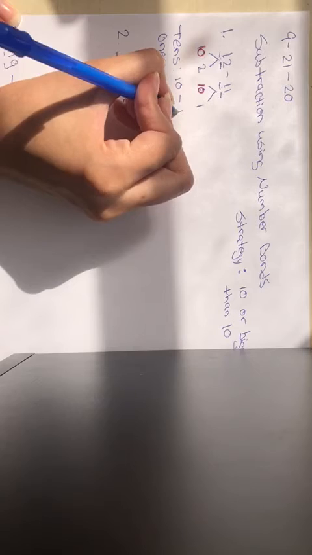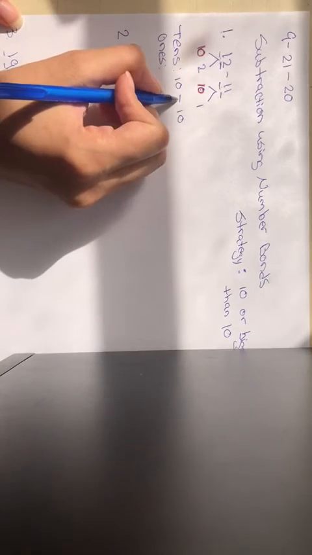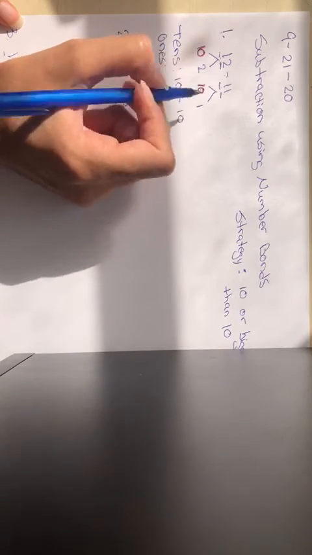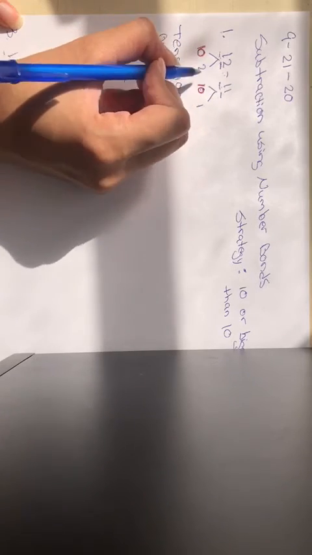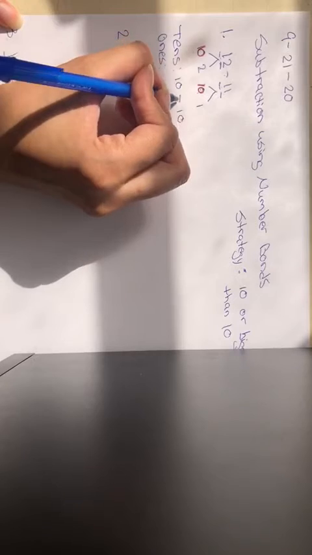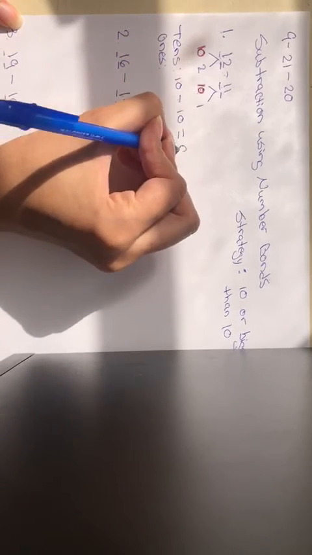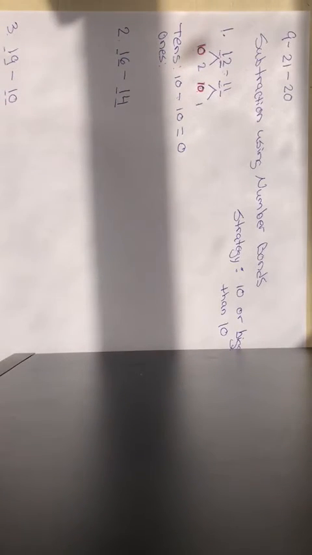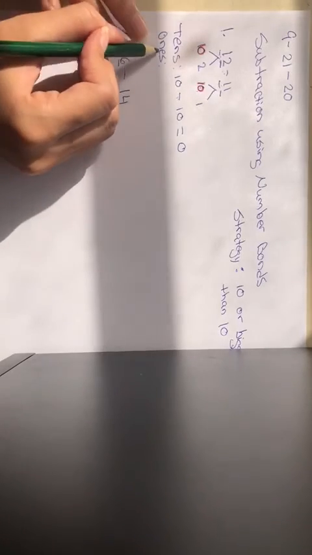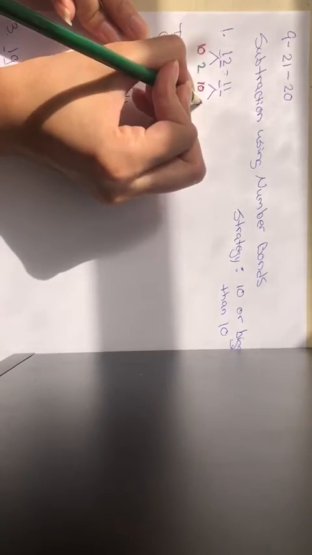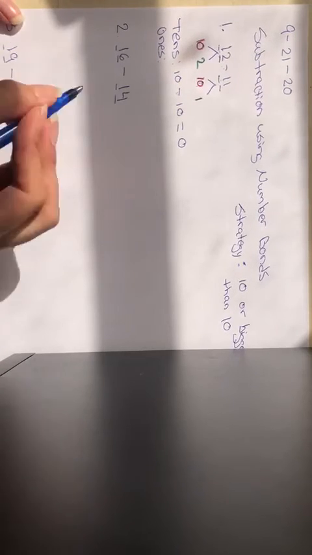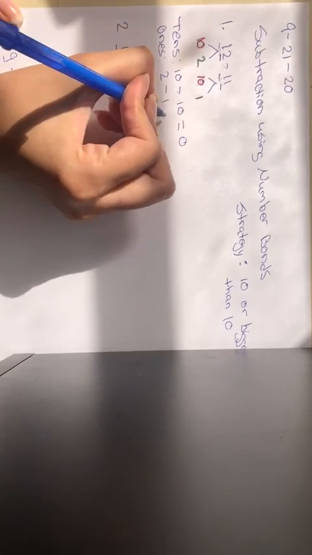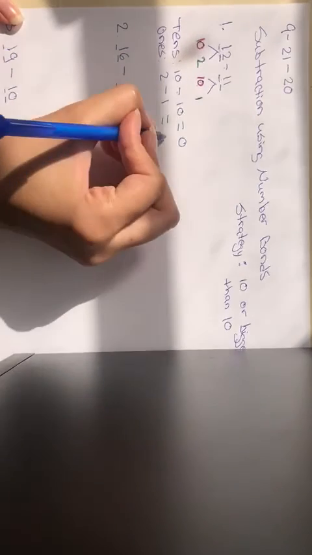10 minus 10. Why is it minus? Why is it subtraction? Because that's what we're doing. We're subtracting. So I'm going to subtract my tens. 10 minus 10 equals 0. And then now I'm going to take my ones. These are my ones. And I'm going to subtract because that's what we're doing. So 2 minus 1 equals 1.